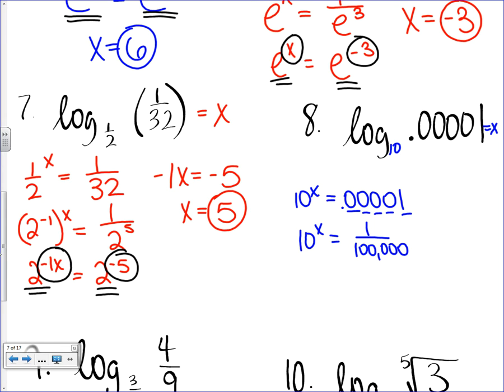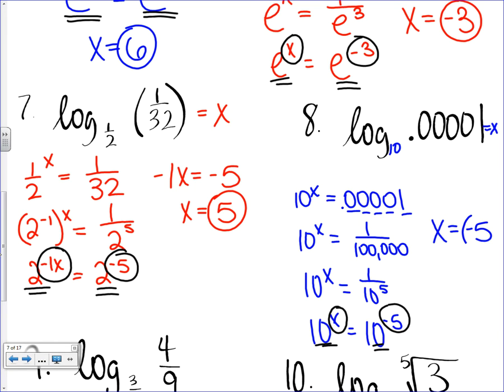Now I need to write that as a base of 10. Well, what is 100,000 as a base of 10? Well, I know that 1,000 is 10 to the third. That would mean 10,000 is 10 to the 4th, and 10 to the 5th would be 100,000. And again, that's in the denominator, so I'm going to write it as a negative exponent. So my bases are now the same. And then I can set my exponents to be the same. And x will be -5.